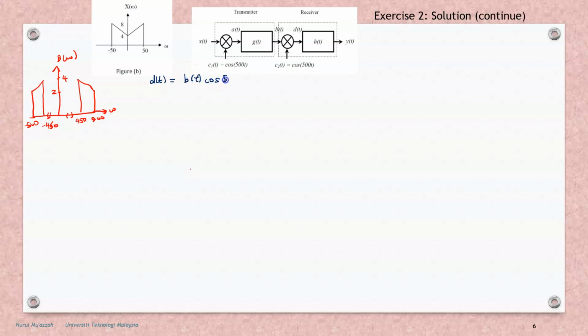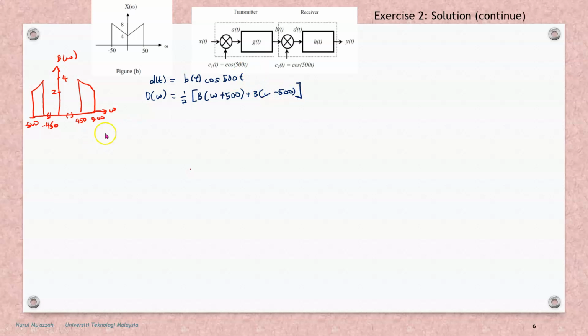multiplied by cos 500t. When we transform into the Fourier transform, we get D omega, which is equal to 1 over 2, using the modulation properties, B(omega plus 500) plus B(omega minus 500).